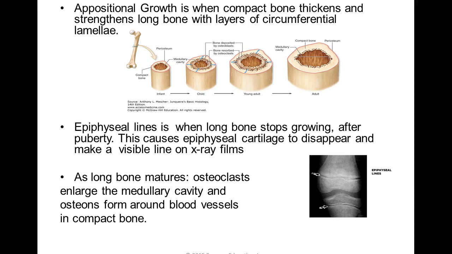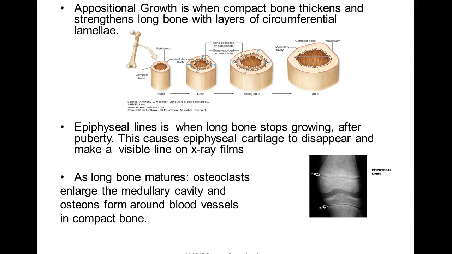I talked a little bit about appositional growth already. After the bone is established and grows in length, you still have this ability to thicken and strengthen, and that's because you have cells that are eroding away inside the medullary cavity and adding underneath the cellular layer of the periosteum. So you have this bone able to grow in diameter because of this type of growth. These are just kind of cleanup concepts.